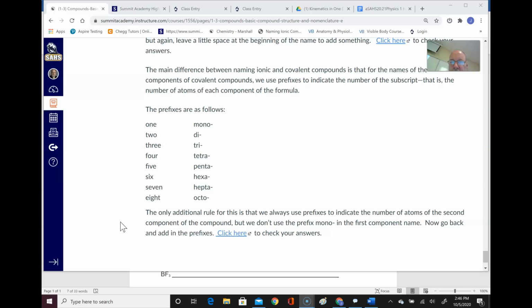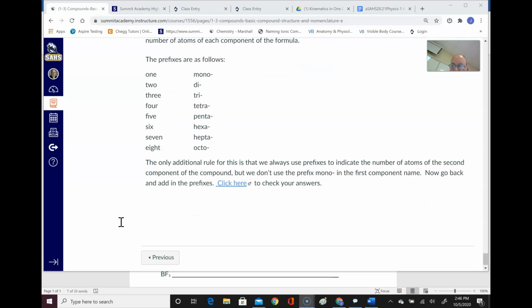Okay, so the main difference between naming ionic compounds and covalent compounds is that for the names of the components of covalent compounds, we use prefixes to indicate the number of the subscript. That is, the number of atoms of each component of the formula, and this is a list of those prefixes. Okay, so for 1 we have mono, for 2 di, and so on.